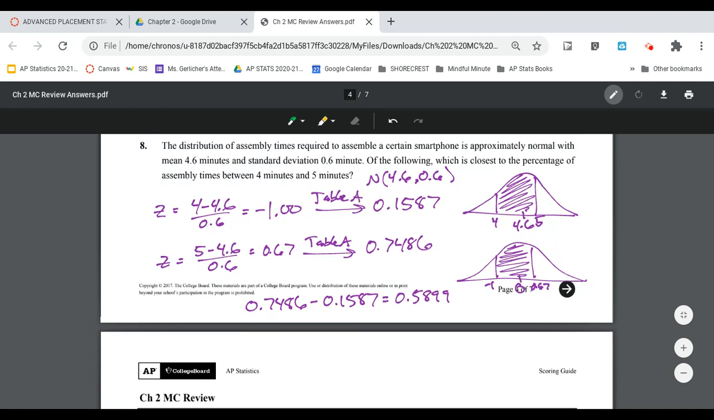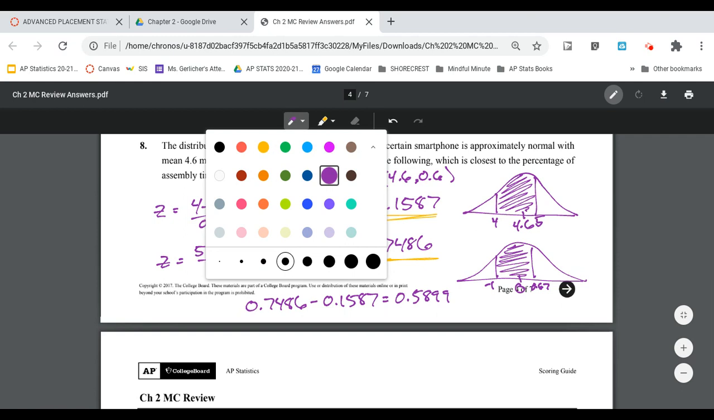Okay. Number 8 is straight up z-scores. There's two values, 4 and 5, that you had to do z-scores for. So you can kind of follow my work here. I did the z-score formula, turned it into z-scores, used table A to turn those into percentiles. And then I have my graphs over here. Here is my, oh, I didn't label them properly.